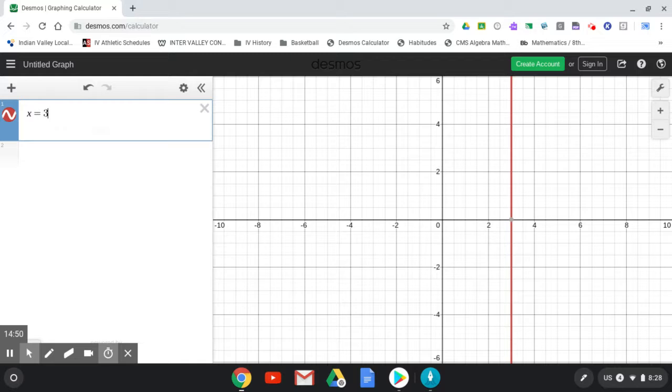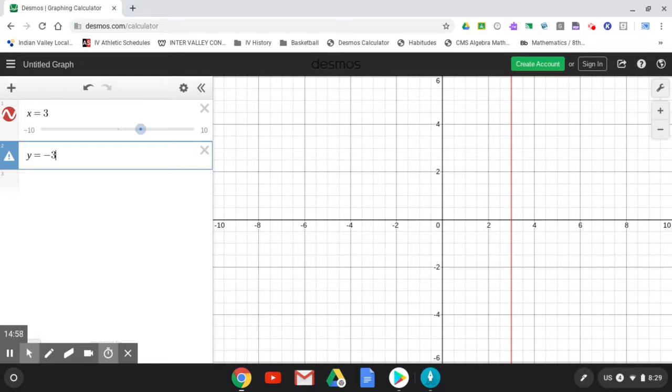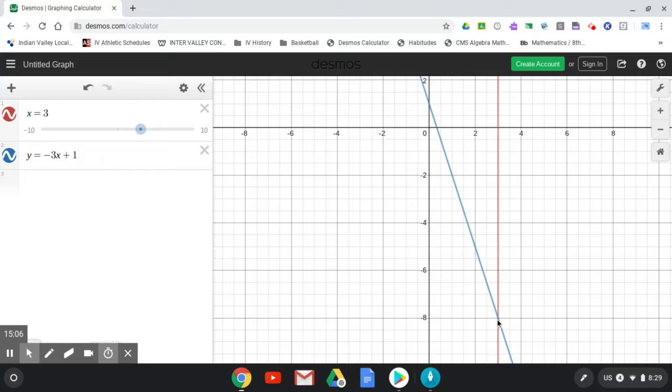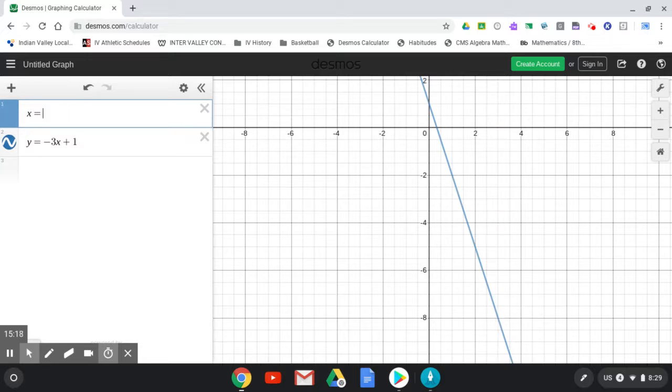x equals 3, and y equals -3x plus 1, and then find the point of intersection. There it is. Click on it, and we can see that it is 3, -8. Understand? Let's go to the next one.